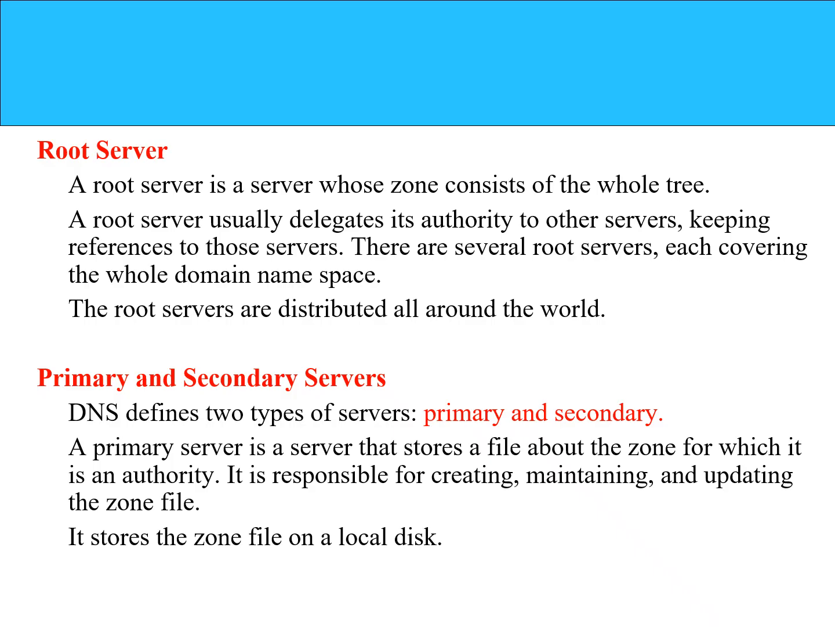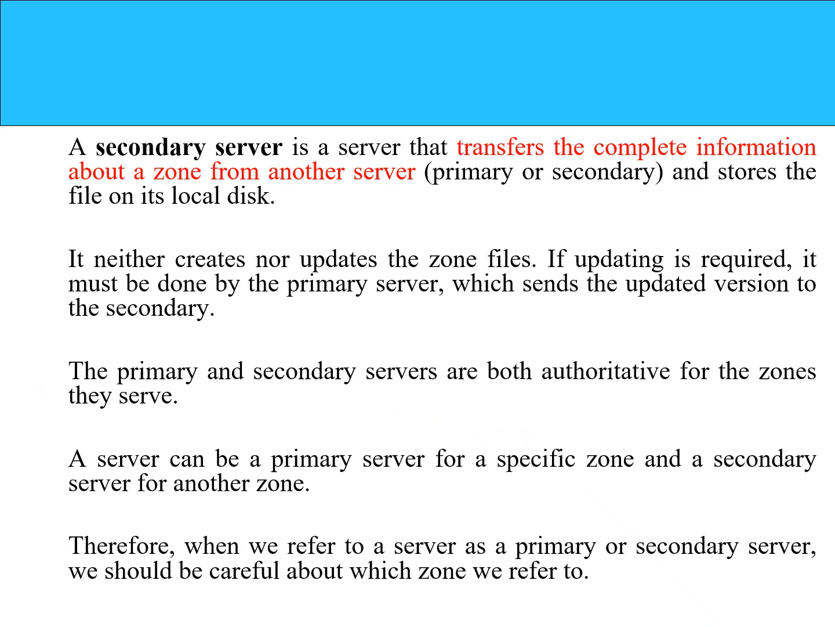So what do you mean by a secondary server? When you transfer the contents from the primary to a secondary server, the secondary server stores the data as a backup. A secondary server is the server that transfers the complete information about a zone from another server and stores the file on its local disk. It neither creates nor updates the zone files. If updating is required, it must be done by the primary server, which sends the updated version to the secondary.